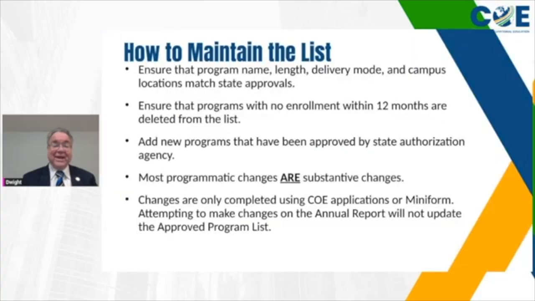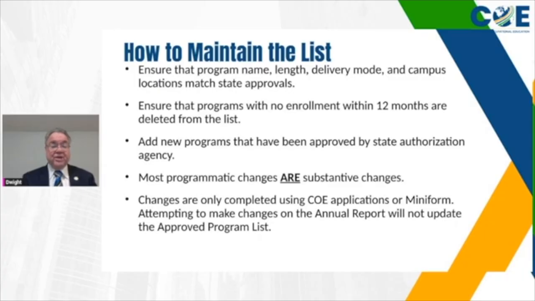Let's talk about maintaining the list. Ensure that the program name, length, delivery mode, and campus locations match your state approval. Ensure that programs with no enrollment within 12 months are deleted from the list. Add new programs that have been approved by the state authorization agency.